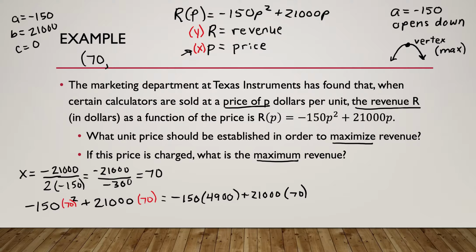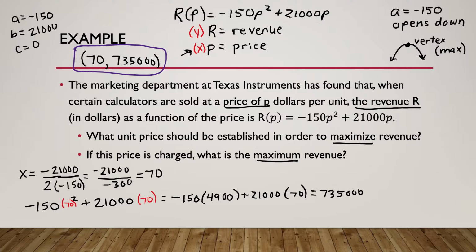All right, so that gives me 735,000. And that's going to be the y value in my vertex. Okay, so we want to look specifically at this vertex point as we answer the questions.